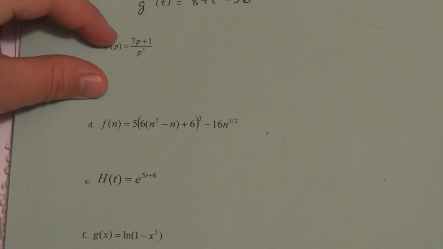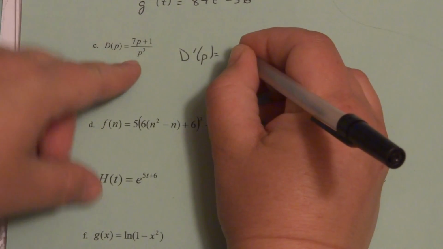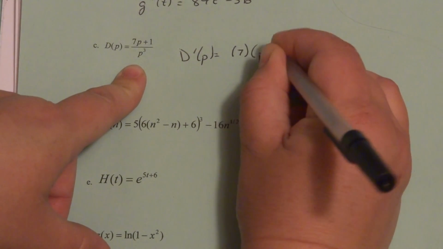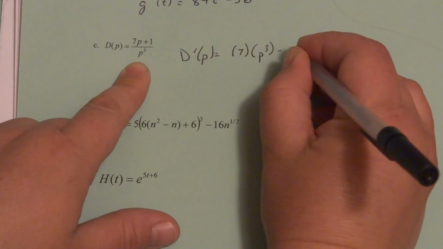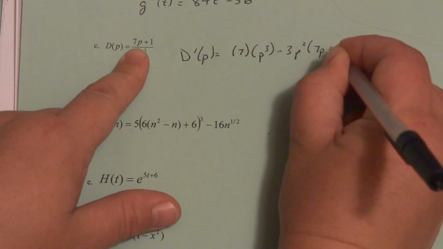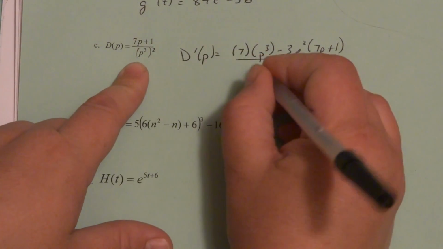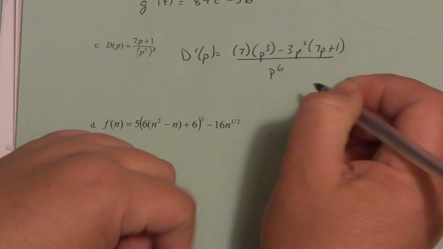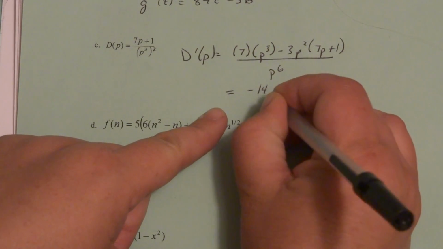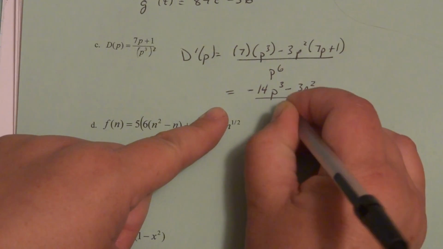Okay, when you have a fraction, the derivative is going to be the derivative of the top times whatever's on the bottom, subtract the derivative of the bottom times whatever's on the top, and then you square what's on the bottom. So if I square this, that's just p to the 6. And some people did simplify this, multiply it through, and it came out to be negative 14p cubed minus 3p squared all over p to the 6th power.